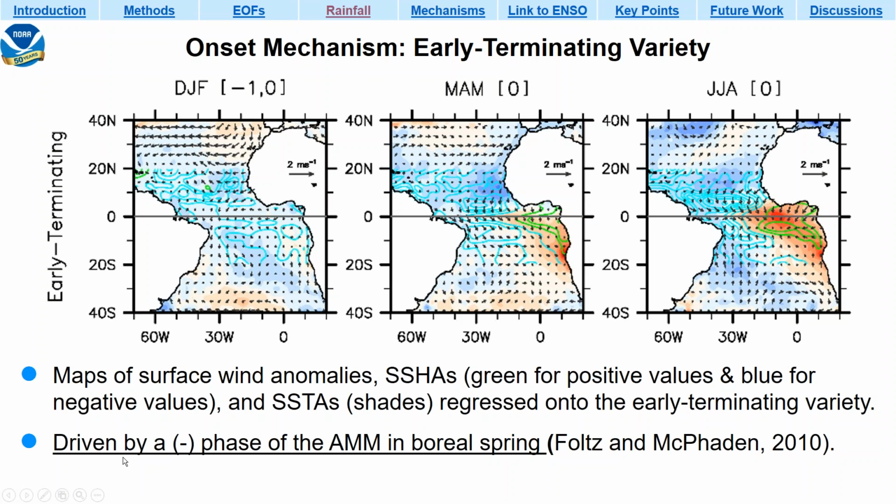So it's definitely this one. We can say that it's safe to say that it's driven by a negative phase of the Atlantic Meridional Mode, AMM, during the boreal spring. And this mechanism was suggested earlier by Foltz and McPhaden in 2010. So this is consistent with that study.